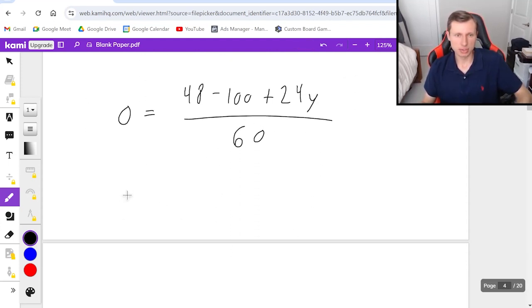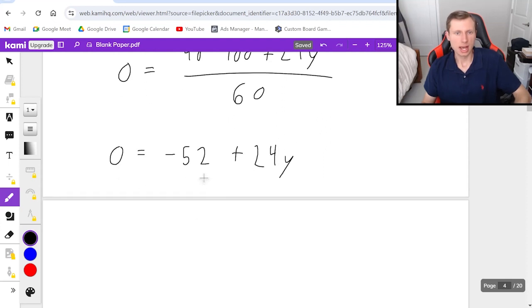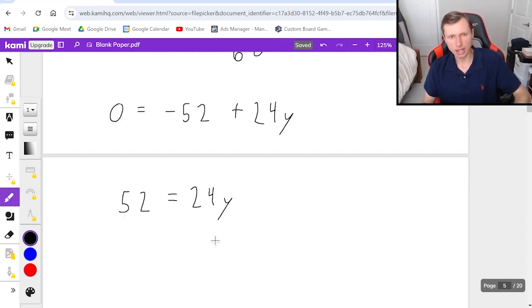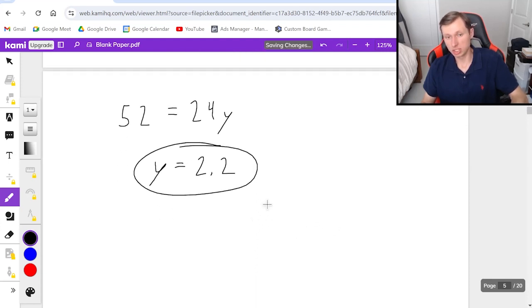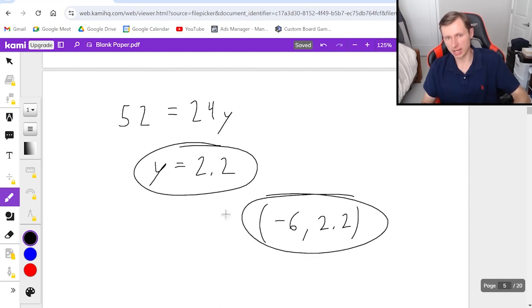Then I just multiply both sides by 60. So 0 equals 48 minus 100 is -52 plus 24y. Add the 52 to both sides equals 24y. And then divide by 24. And we'll get y equals positive 2.2. So in other words, the final coordinate point, you could say, is -6, 2.2 for the x, y.